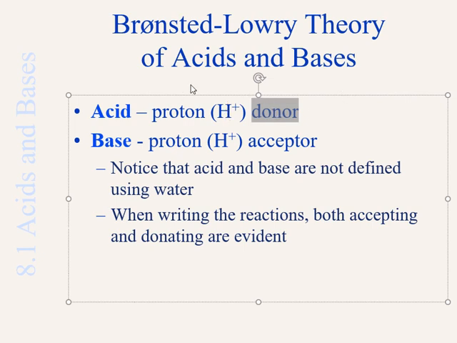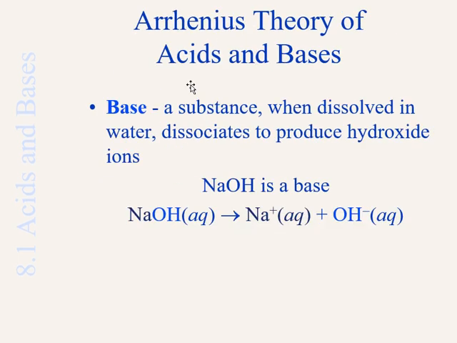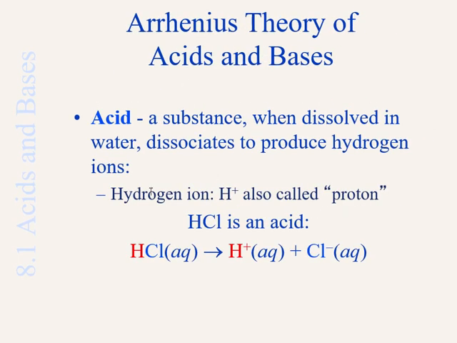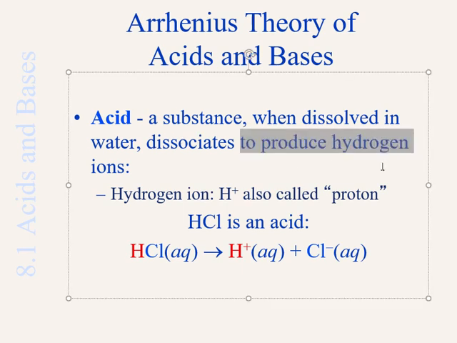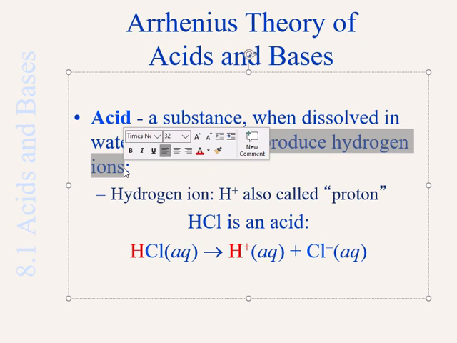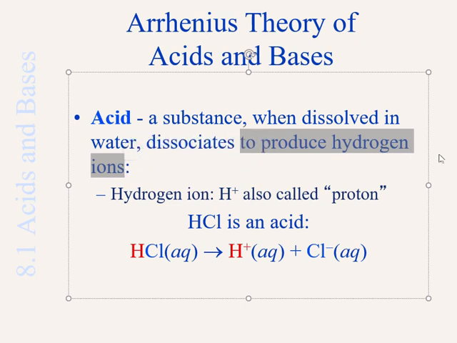In the case of the Arrhenius theory of an acid, an acid is a substance which just dissociates to produce H plus or a proton or a hydrogen ion. So it's just being produced. We do not care whether it's being donated to somebody or not. So when an HCl dissociates and you get H plus, that's an acid. It's just being produced here.